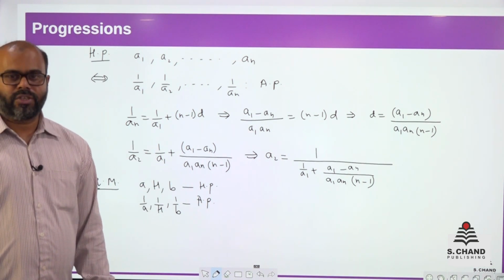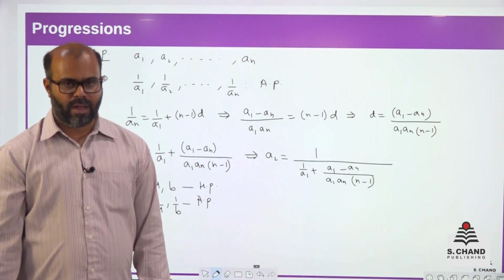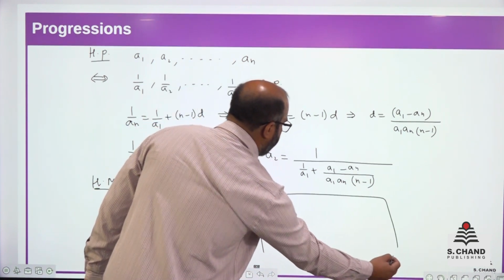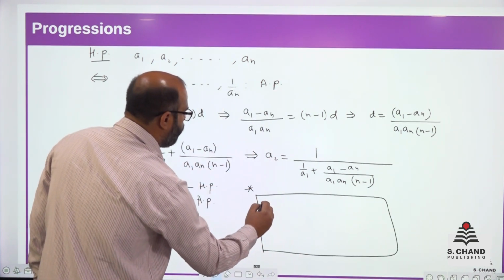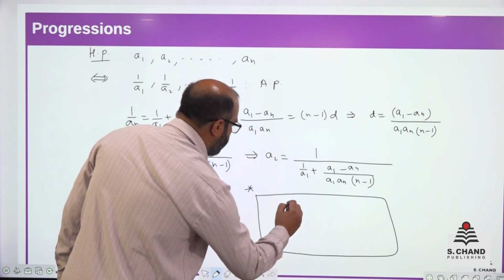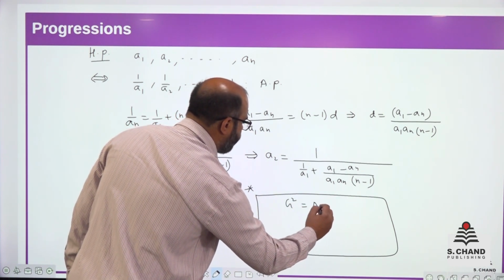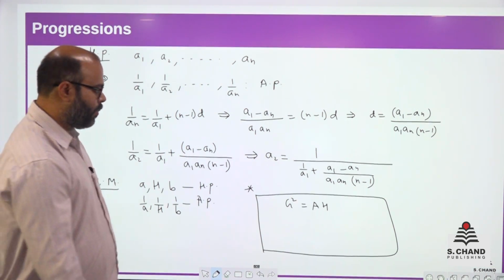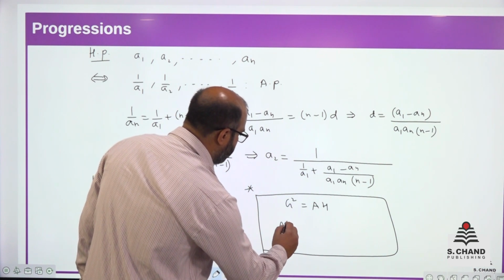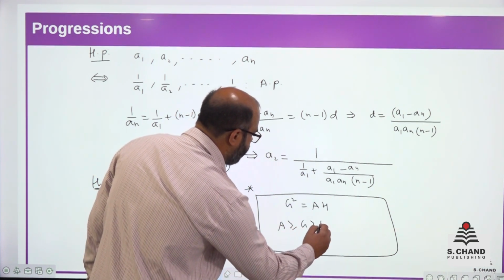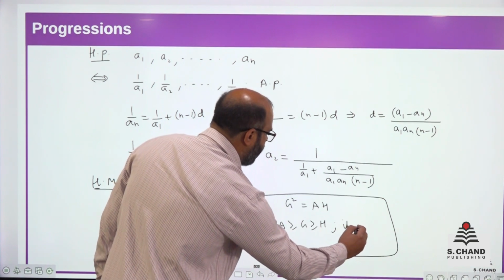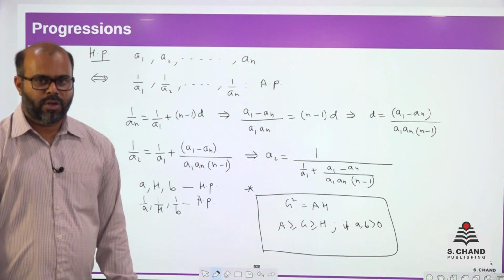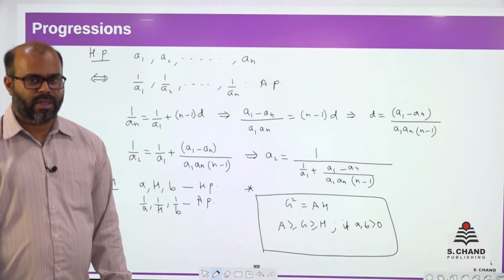There are some important relations between arithmetic mean, geometric mean and harmonic mean. What are those? Please remember these relations. These are very, very important, and it is also mentioned in the book. So G square is equal to A into H. That is, square of the geometric mean is equal to arithmetic mean into harmonic mean. Also, arithmetic mean is greater than or equal to geometric mean is greater than or equal to harmonic mean if A and B are positive numbers. So these two relations are very important to solve many questions which come in competitive exams, in JEE.